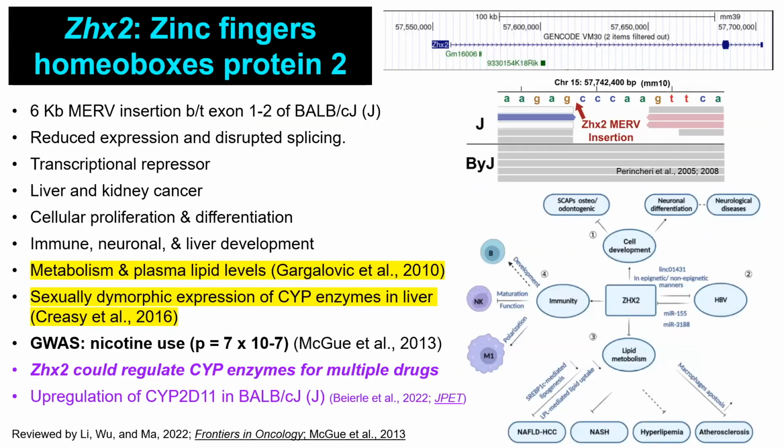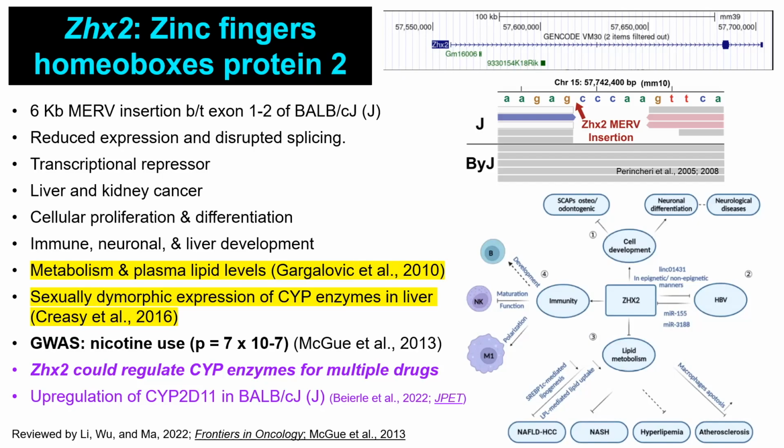So Zhx2. Not a lot is known about its function in the brain. It's been highly studied in the liver. It's implicated in liver and kidney cancer, and involved in cellular proliferation and differentiation, and immune, neuronal and liver development. Notably, though, it's involved in metabolism of lipids, and it shows sexually dimorphic expression of cytochrome P450 enzymes in the liver.